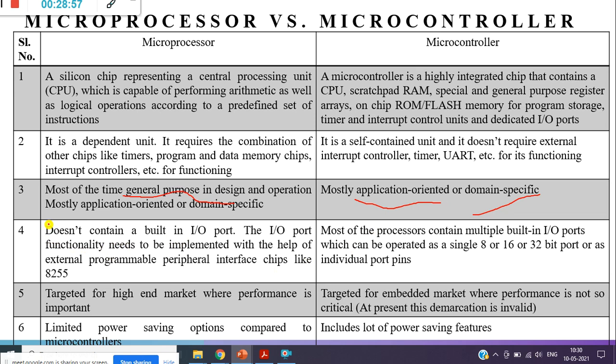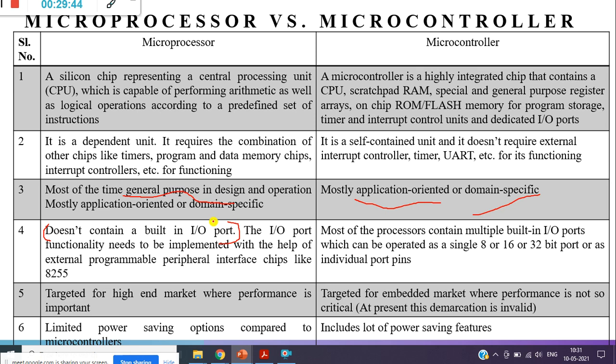And of course, the microprocessor does not contain built-in I/O ports. Do you find any I/O ports in your laptops? Apart from the USB, is it possible to read any sensor kind of data? No, it is not possible. So if you want to read sensor data, what is to be done? You will shift from your laptop to some other application specific controllers, maybe Arduino or Raspberry Pi or 8051 kind of controllers or ARM controllers, right? So this is the difference.